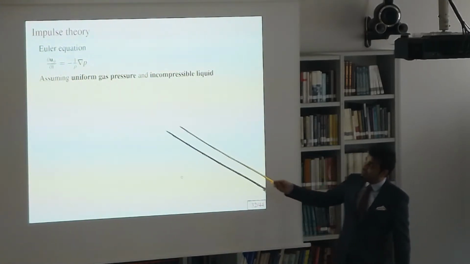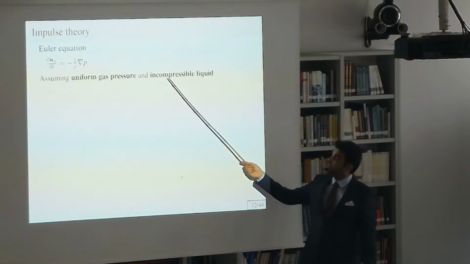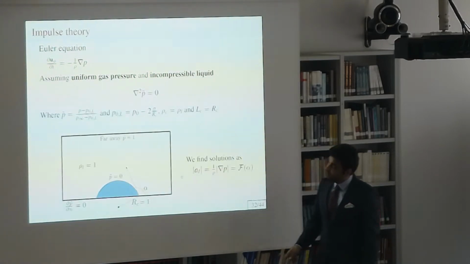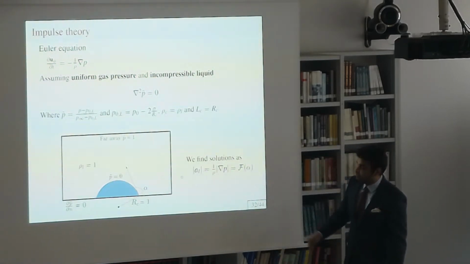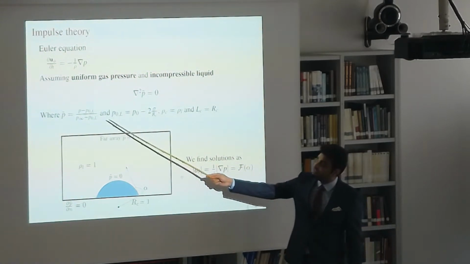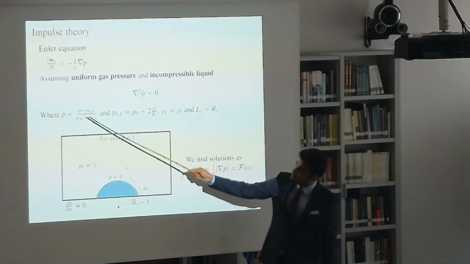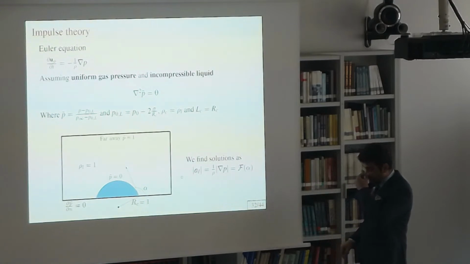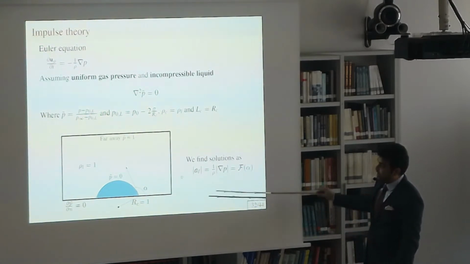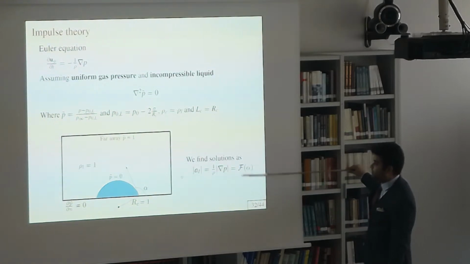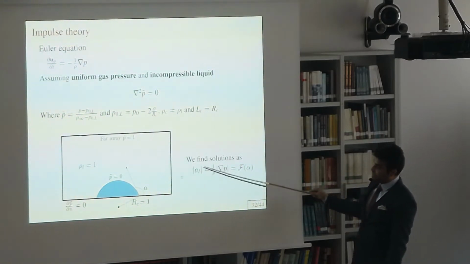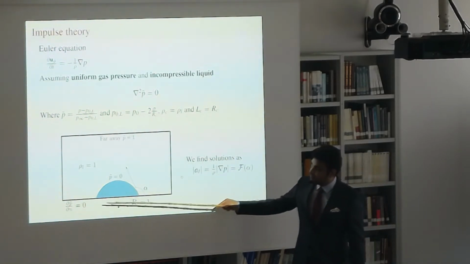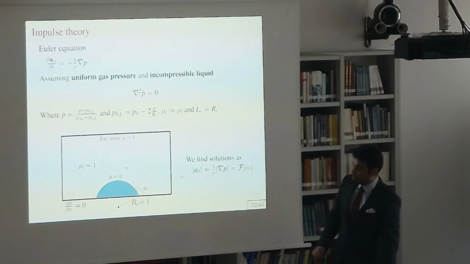We can do better by assuming uniform gas pressure and incompressible liquid, and hence take the divergence of the Euler equation, and what we obtain is a Laplace equation for pressure. Here we non-dimensionalize pressure with this formula, and we choose characteristic scales for density and length. Therefore, we end up with just one free parameter, which is the contact angle, and we study the dynamics of these bubbles as a function of contact angle. The boundary conditions for this Laplace equation are shown in the figure on the left.